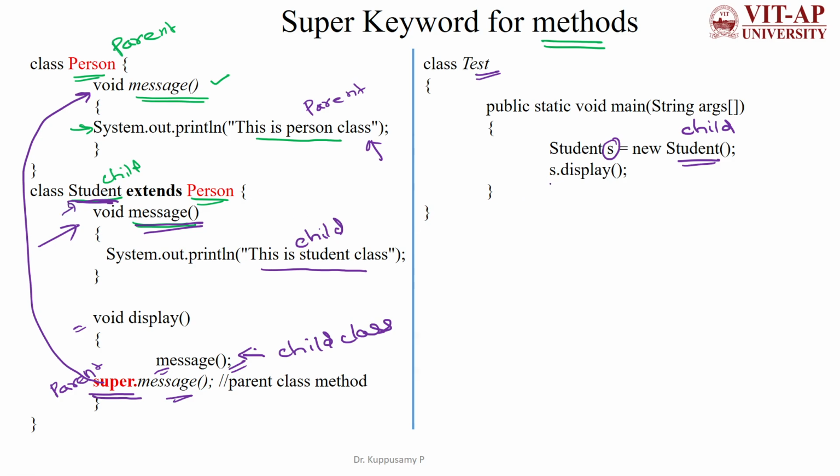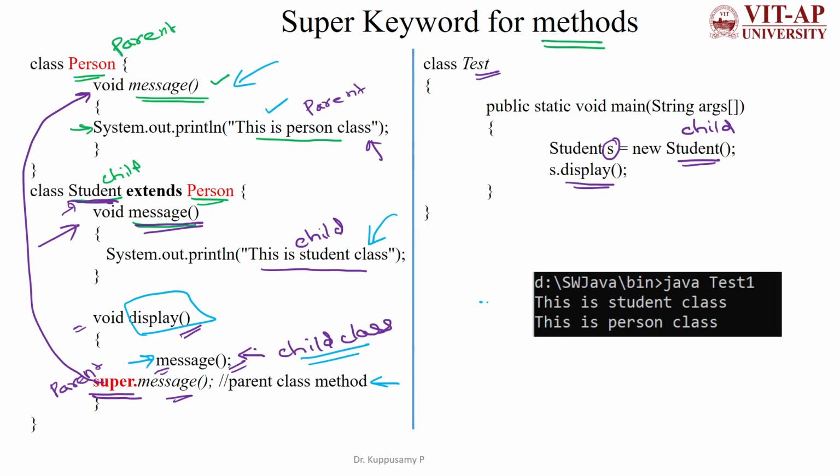Then that object is used to call the display method. So the display method is here. When you are calling the display method with this object, inside the display method the first statement is message. So message is calling the child class, the student class, and it will print the first statement. Then the second statement is super.message. Then this message method will execute, person will display.